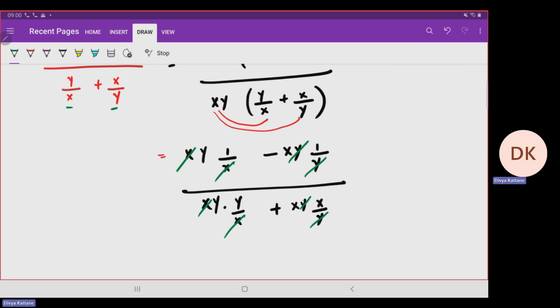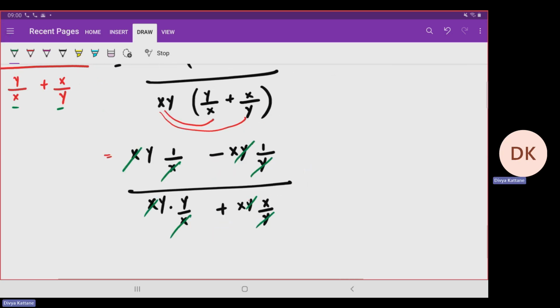They will get cancelled. So what will happen here in the up, it is y minus x, y will remain, minus x. So y minus x by y into y, which is y square, plus x into x, x square. So this is the simplified form.